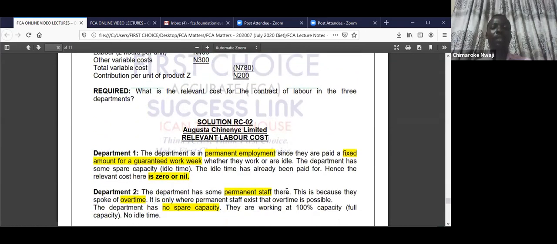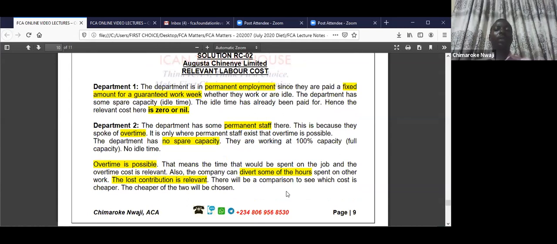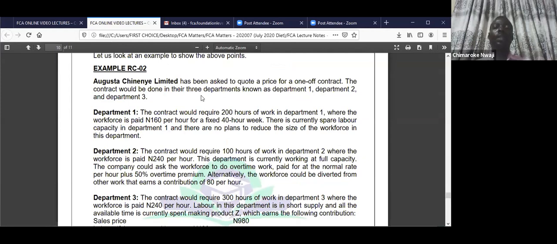Now look at our answers here. The first question says, is the labor in permanent employment? So let's look at labor number 1, department number 1. They require 200 hours of work in department 1. Now they said where the workforce is paid 160 naira per hour. So that means there are some people already employed there.